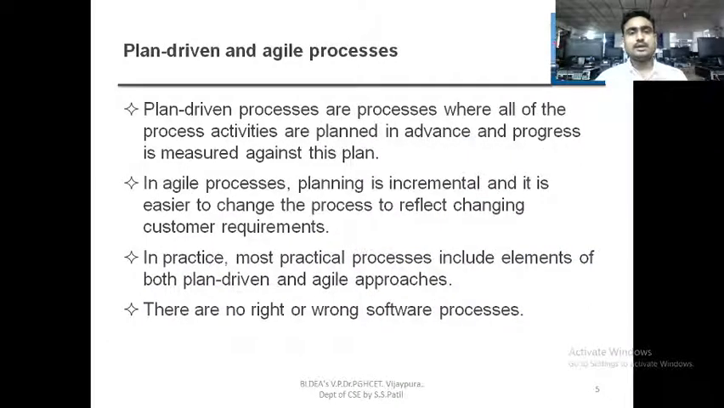There are 2 types of process: one is plan driven and another is agile process. Plan driven processes are processes where all the process activities are planned in advance and the process is measured against this plan. So plan driven is nothing but going according to the plan. Each and every thing is planned and documented, and then we check the progress and the process activities with respect to our plan.